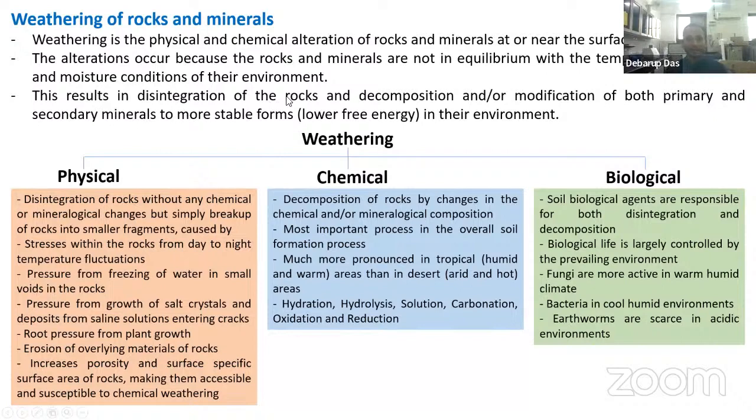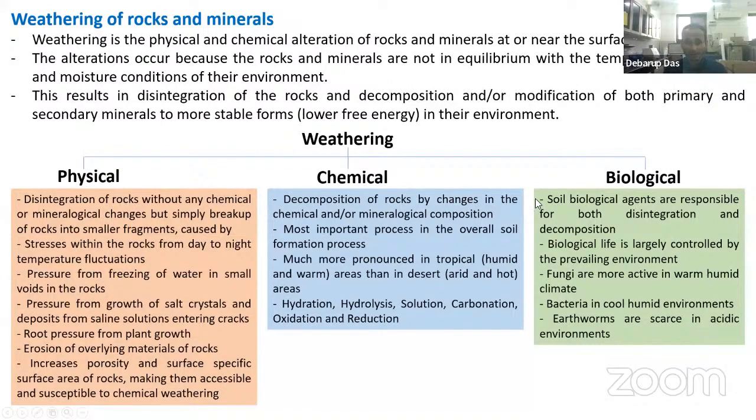This results in disintegration and decomposition of rocks because they are not in equilibrium with the temperature, pressure, and moisture conditions of their environment. Disintegration means physical weathering. Decomposition is basically chemical weathering. Please remember this. This results in disintegration of rocks and decomposition and modification of both primary and secondary minerals to form more stable forms with lower free energy in their environment.